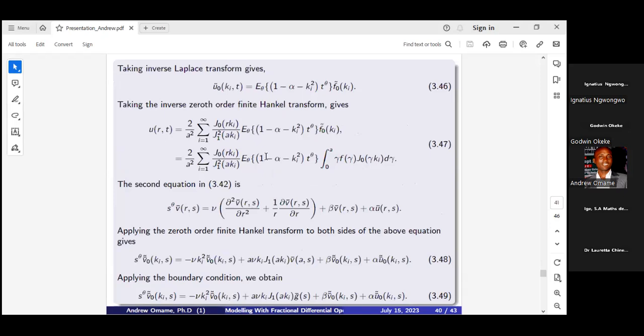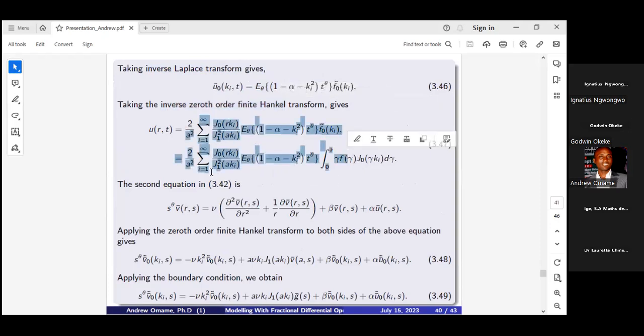So if I take the inverse Laplace transform, you can see in most of the inverse Laplace transforms I've been taking, the Laplace function keeps appearing. So you can see it here. A very good knowledge of this Laplace function and its Laplace transform will help you so much in solving problems involving fractional differential equations. When you take the inverse zero order finite Hankel transform, the inverse is in series form. So this expression will just give you what you have here.